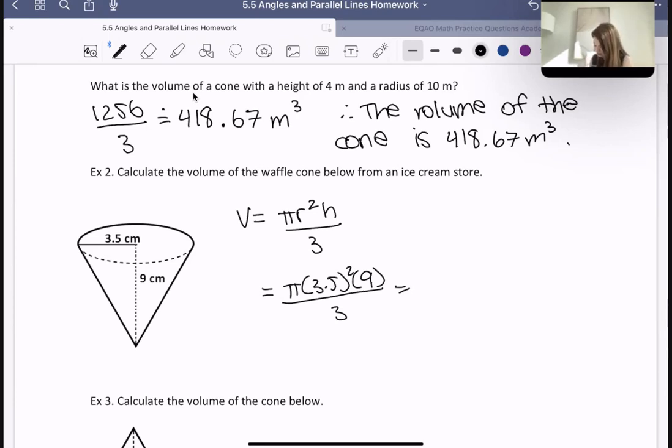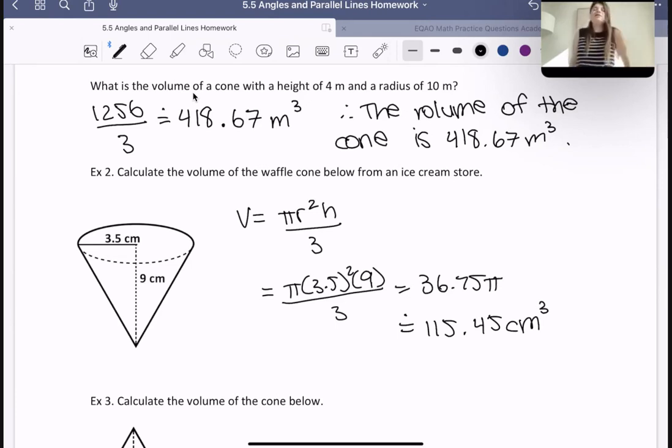So what's 3.5 squared? 12.25 times 9, and then divide that by 3, and we get 36.75 pi, which is approximately going to be 115.45 centimeters cubed. And there we go.